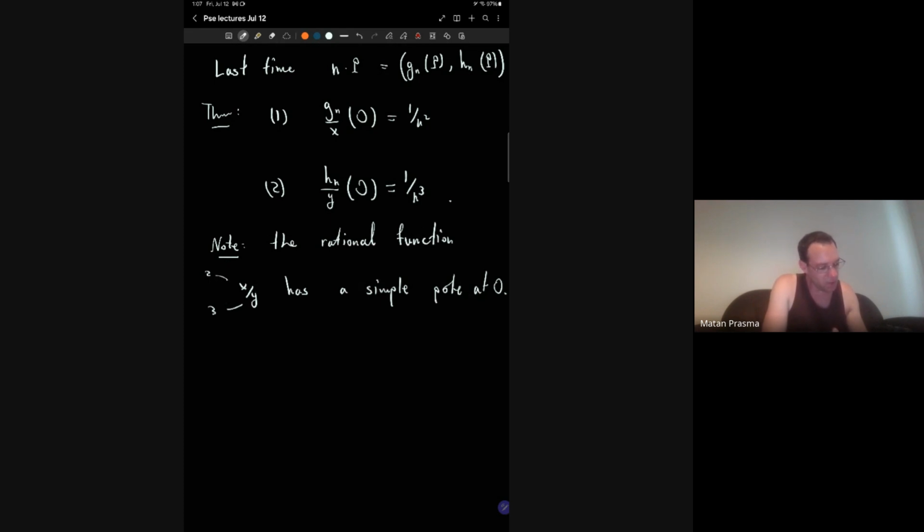If you want a heuristic reason, instead of x we can substitute infinity square, and instead of y, infinity cube. And then we get 1 over infinity. This is like a simple pole, with multiplicity 1.